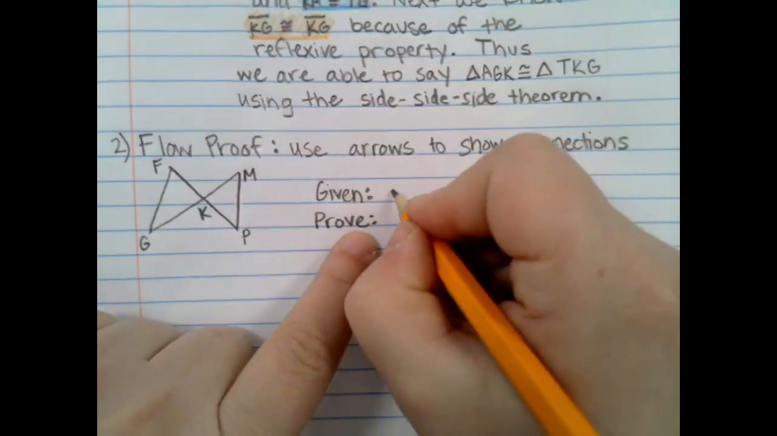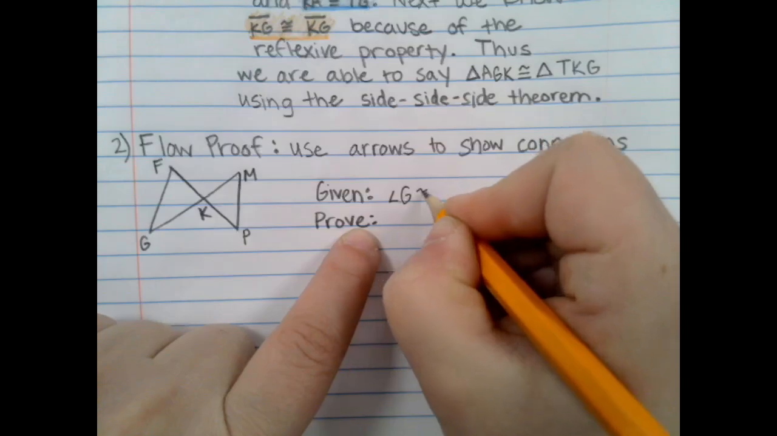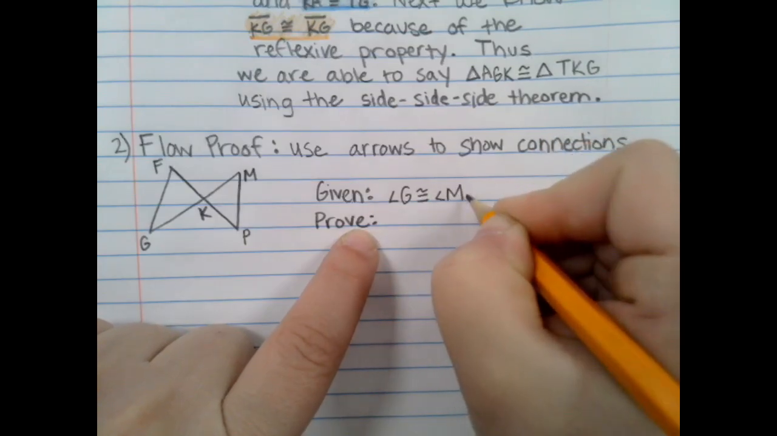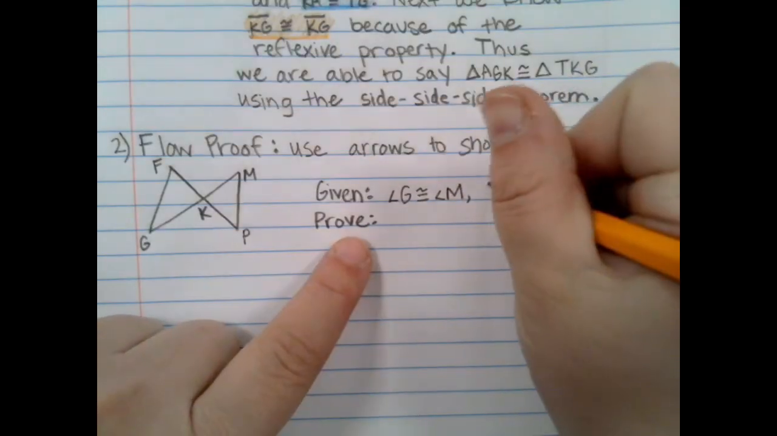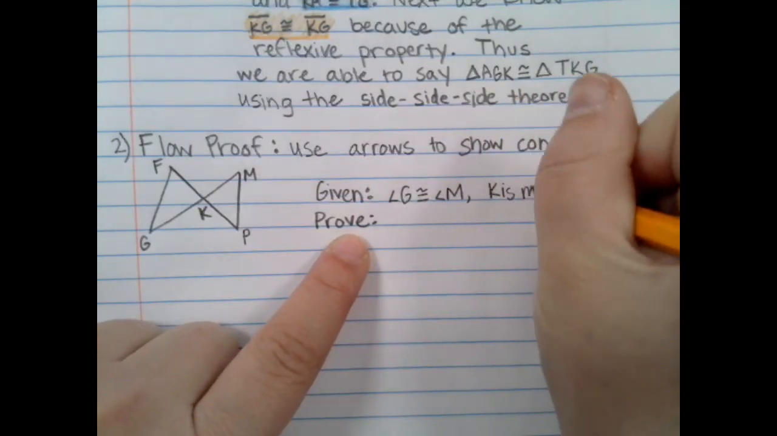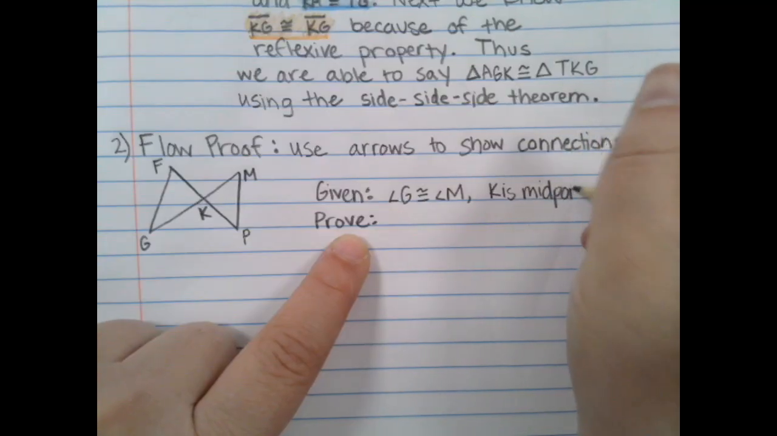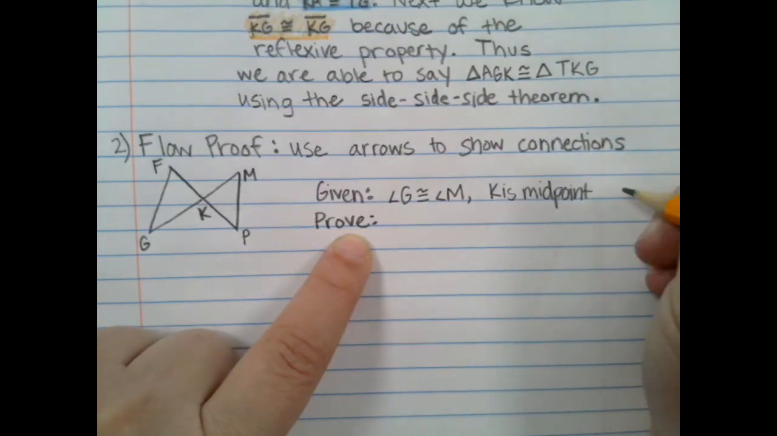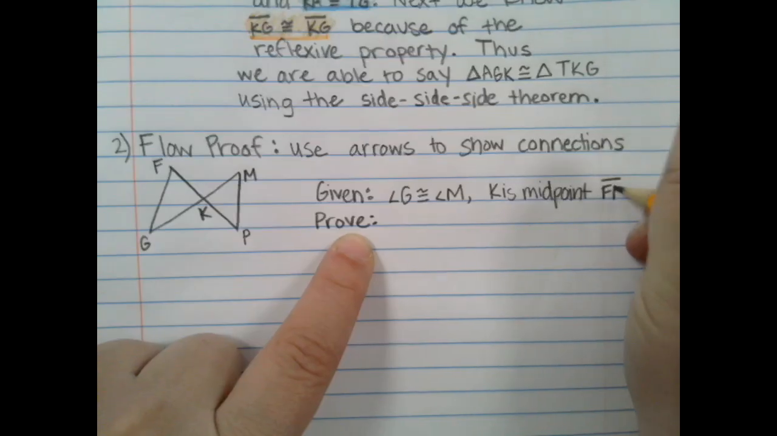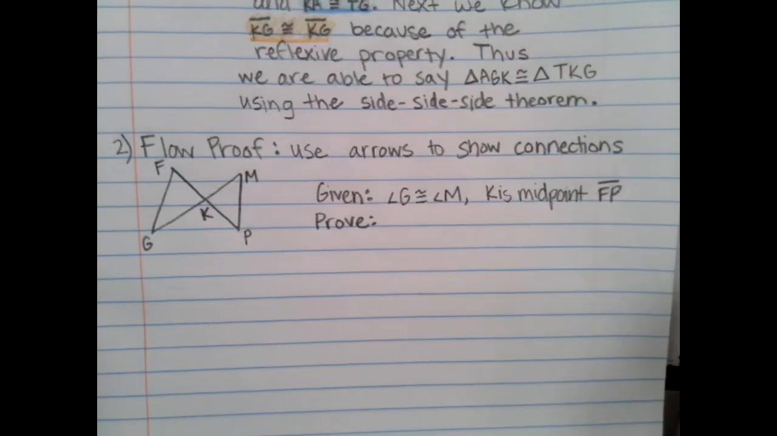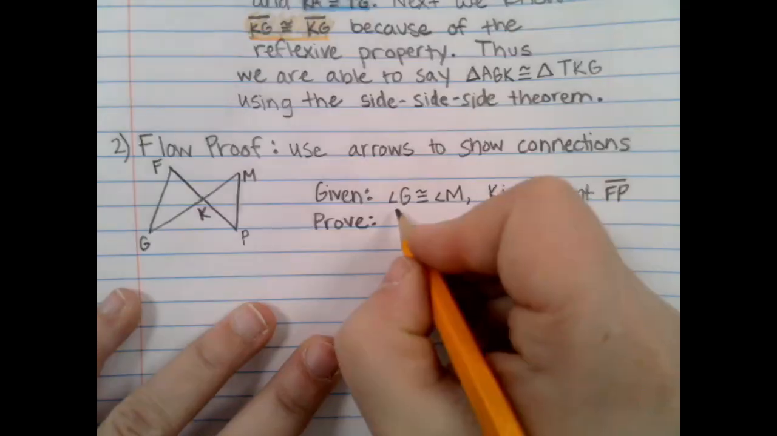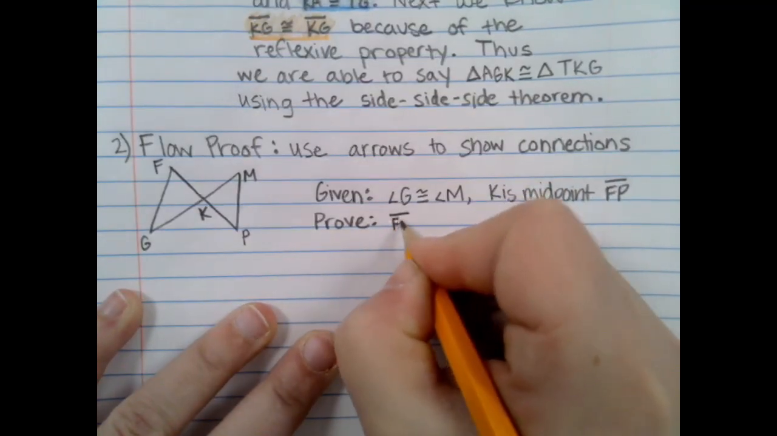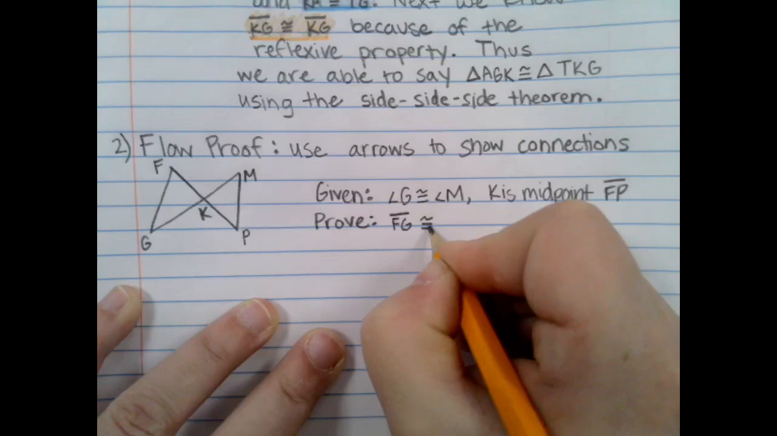So we're given that angle G is congruent to angle M. And we're given that K is the midpoint of FP. Okay, and what we're trying to prove was that FG is congruent to MP.